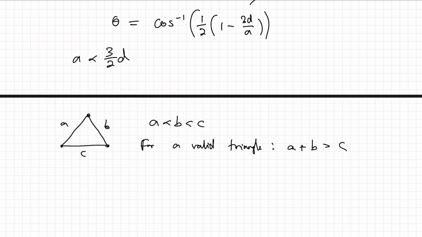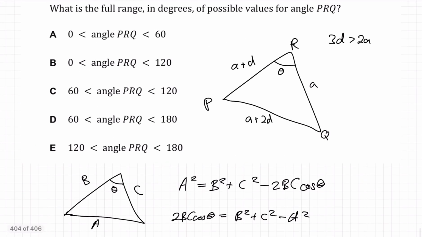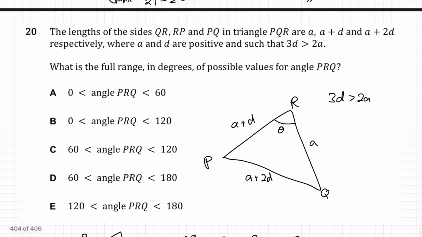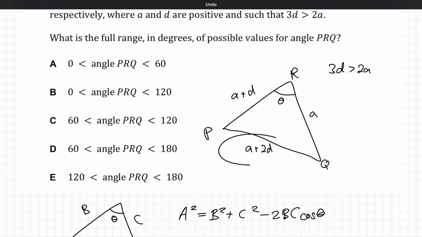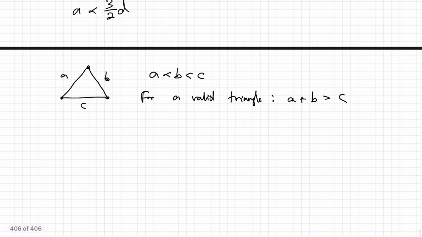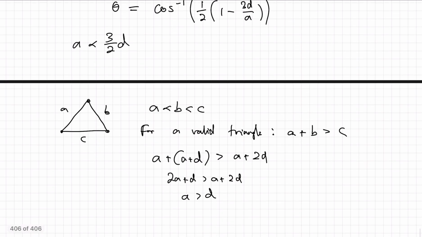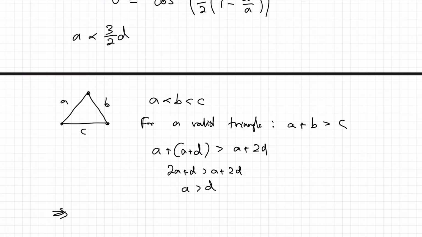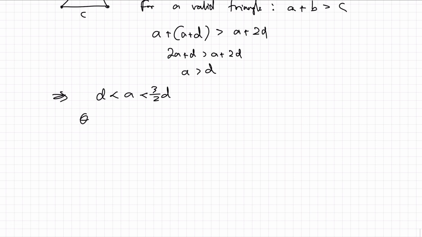So using this inequality here, since A and D are positive, we know that A and A plus D are the two shorter sides, and A plus 2D is the longer side. So then we can say A plus D has to be greater than A plus 2D. And then doing a bit of rearranging on this, we'll get A is greater than D. So there's our lower bound. Combining these both, we're going to get A is between D and 3 over 2D. And now what we can do is substitute these into our formula over here.